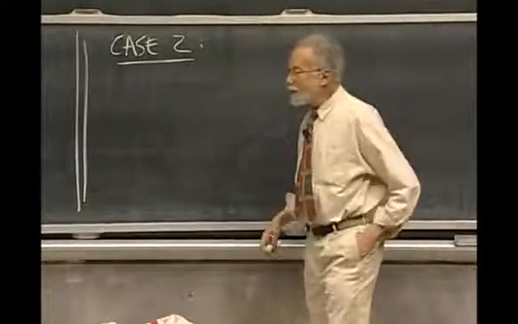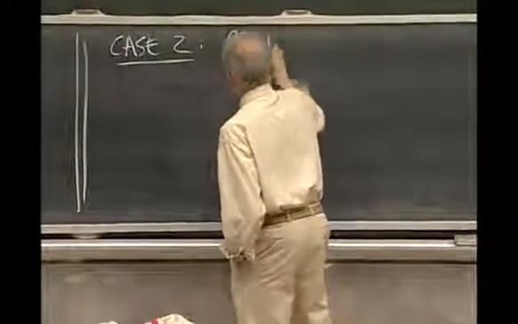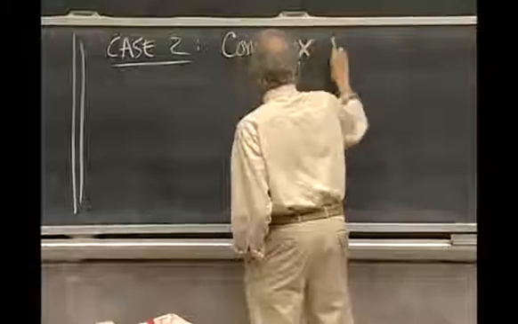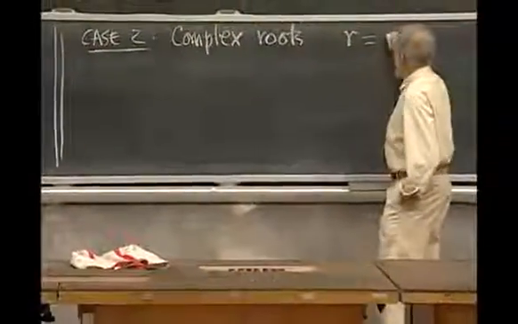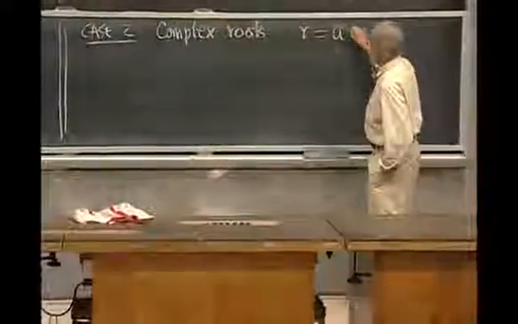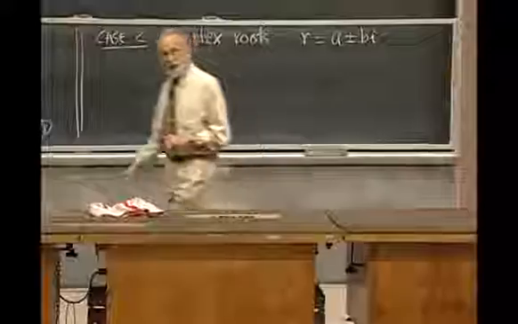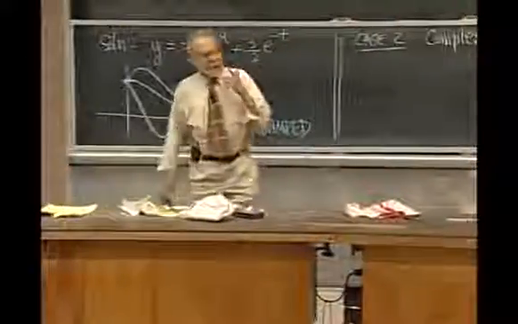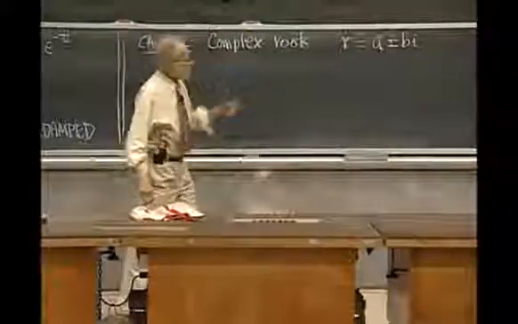The roots are complex, and this is why. Let's call the roots... in that case, we know that the roots are of the form a plus or minus bi. There are two roots, and they're complex conjugates. All right, let's take one of them. What does it correspond to in terms of the exponential?